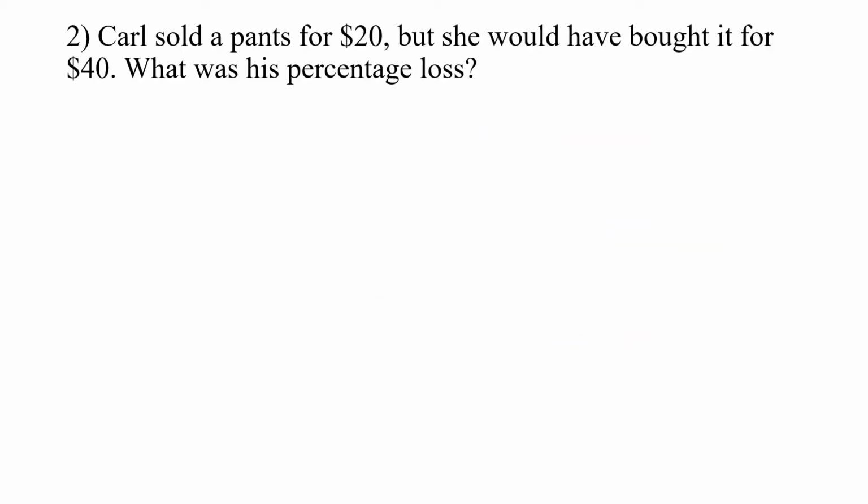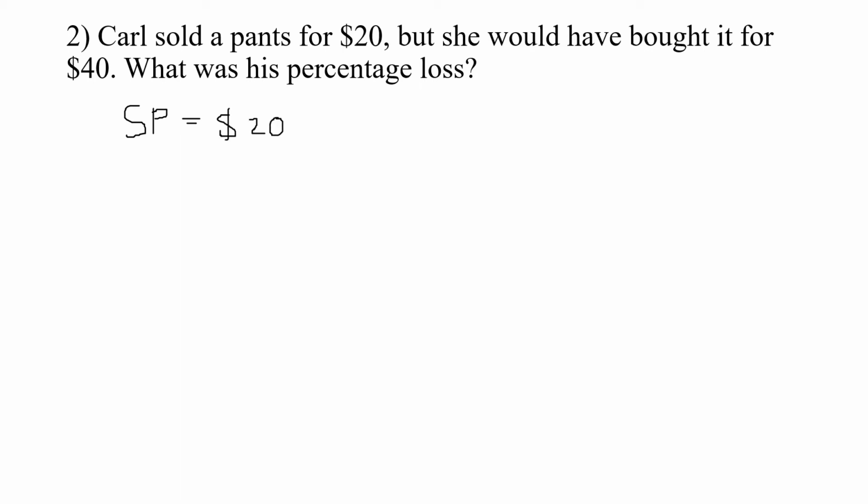Let's go on to number 2. Let's see what we could gather from number 2. So Carl sold a pants for $20, but he would have bought it for $40. What was his percentage loss? So let's analyze this again. Carl sold a pants for $20. He sold it. That means that $20 is represented as the selling price, because that's the price he sold it for.